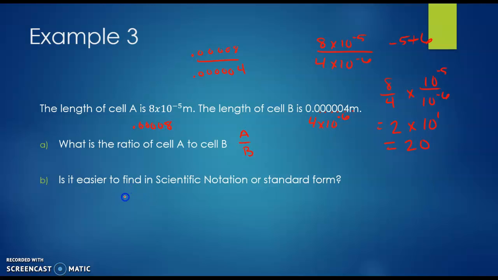This next one says, is it easier to find the ratio in scientific notation or standard form? Like I said, if I do it in scientific notation, I can do most of that in my head. And so I say scientific notation is easier because I can quickly do it in my head, probably faster than I'd be able to type it into the calculator. And that, my dears, is scientific notation for very small quantities. See you in class.